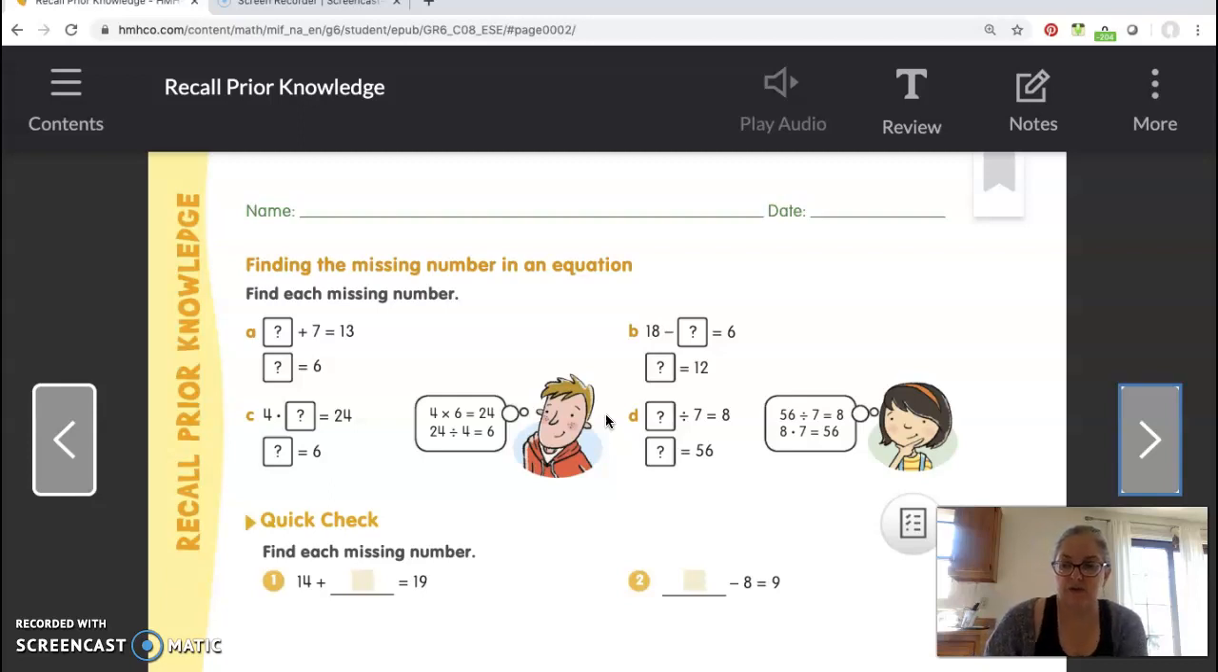At the top of page 54, you'll recognize this as a section that we often do at the beginning of each chapter. This one invites us to revisit some activities that we've done in the past, either this year in 6th grade or in previous years of learning math. Notice that they are pointing out that you have already had experience finding missing numbers in all 4 of the operations.